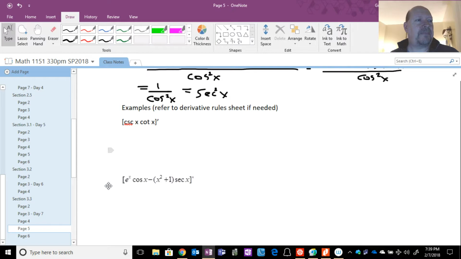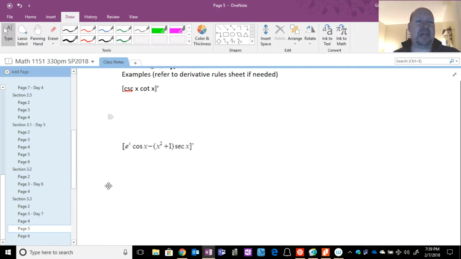All right, so these here are just a couple of examples of getting some practice using the derivatives of the trig functions.